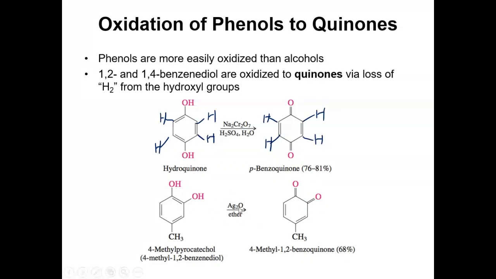And you also can use silver oxide as an oxidation agent. And with 1,2-benzenediol, the same reaction will happen. Again, you take 2 hydrogens away from the 2 hydroxy groups. At the same time, the 2 CO single bonds become 2 CO double bonds. And those ring carbons, no real change on them. They just rearrange the electrons.